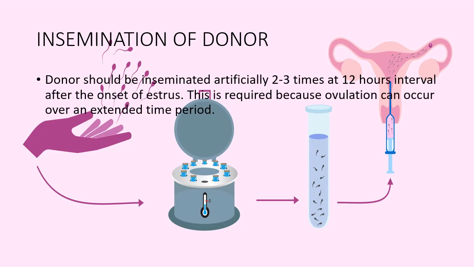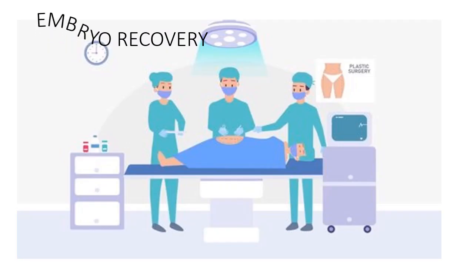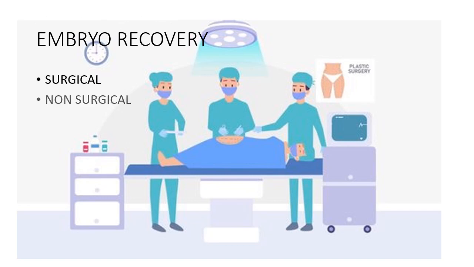A donor should be inseminated artificially 2 to 3 times at 12 hour intervals after the onset of estrus. This is required because ovulation can occur over an extended time period. Fresh semen is preferred. If it is frozen, then use a double insemination dose at each insemination. Embryo recovery can be done in two ways. One is surgical and the other one is non-surgical.